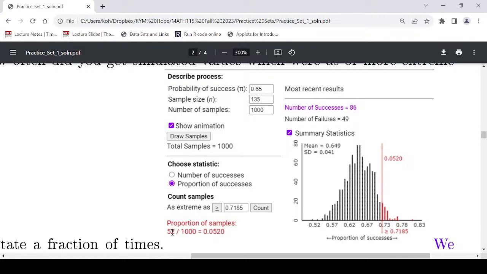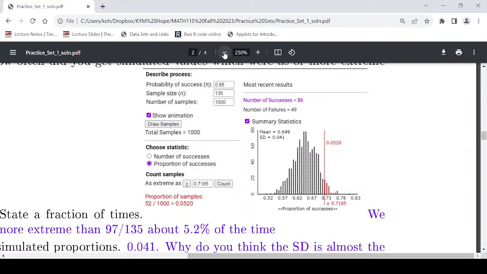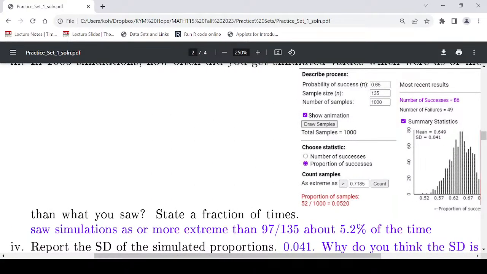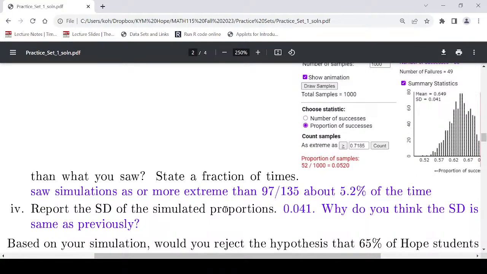I had 52 out of 1,000, which is about 5%. And the answer given by Grace was she had about 6%. See? So it's much rarer now to happen like that. It's not very common that you get something like 71.85% when you assume that pi now is 0.65, you see? So state a fraction of the times. The fraction for me is 5.2%. Yours will be slightly different, but it should be kind of the same value.